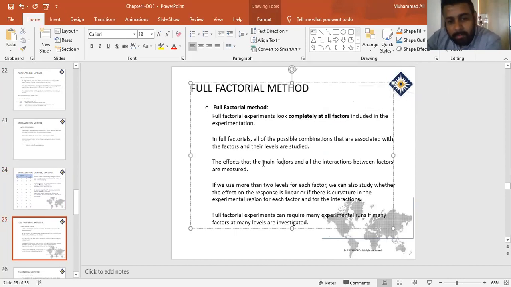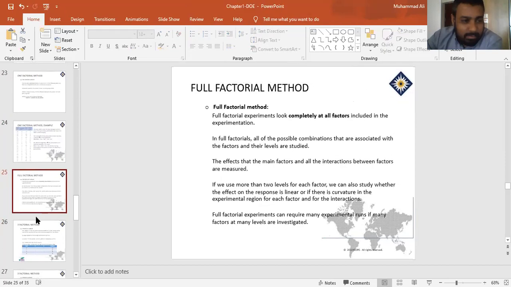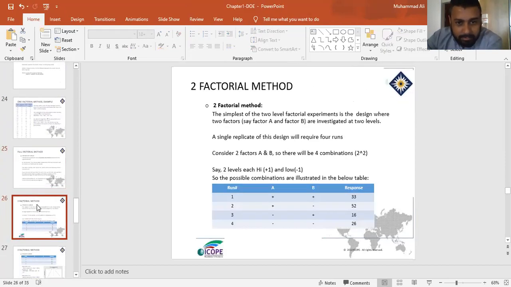So what you will do in that case, you look for the main factors and their interaction between the factors, how they are reacting and performing with each other. More factors means you have to run more experiments. More experiments means you will come up with more things out of it.